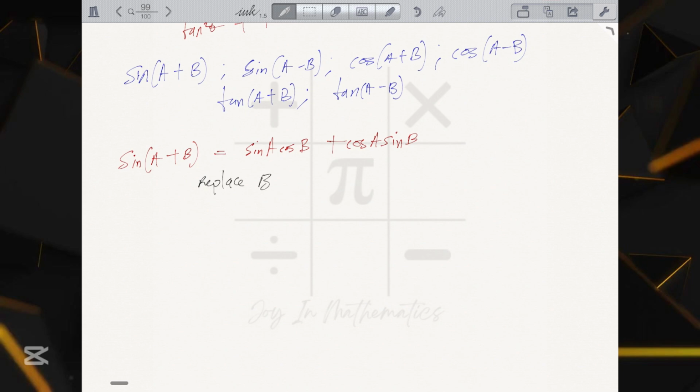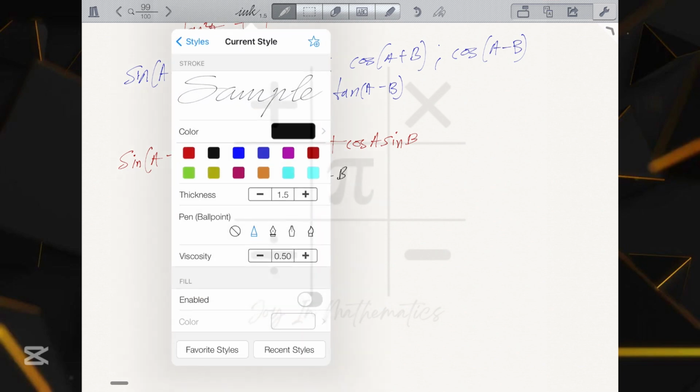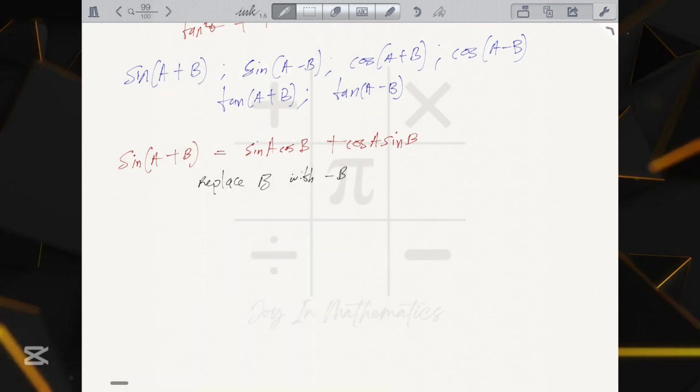Now let's replace B with minus B. Wherever we see B, we change it to minus B. So this will give us sine A plus minus B, because there is a B here, equals sine A cos minus B, plus cos A sine, and we change this B also to minus B.